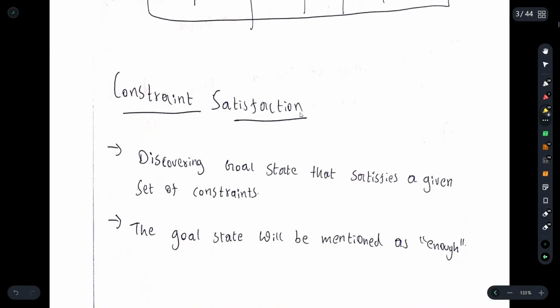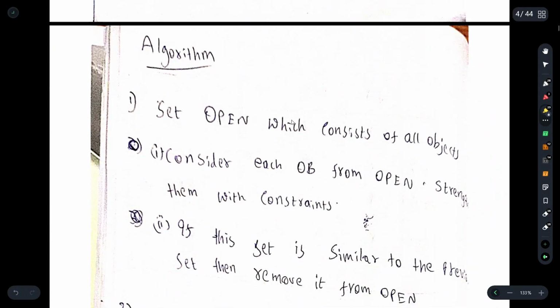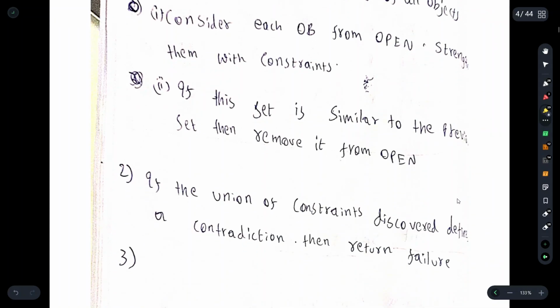So this is a constraint satisfaction: discovering the goal state that satisfies a given set of constraints. So the algorithm is nothing but we need to set open, which consists of all the objects. Objects are nothing but the states which are there, and then consider each OB from open. So each object should be considered from open.